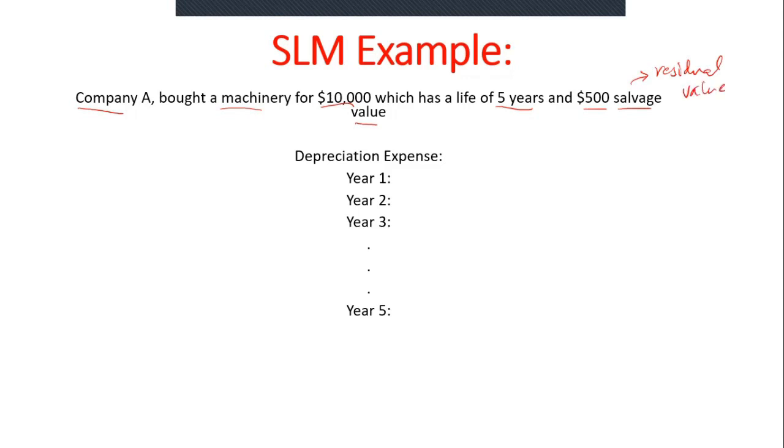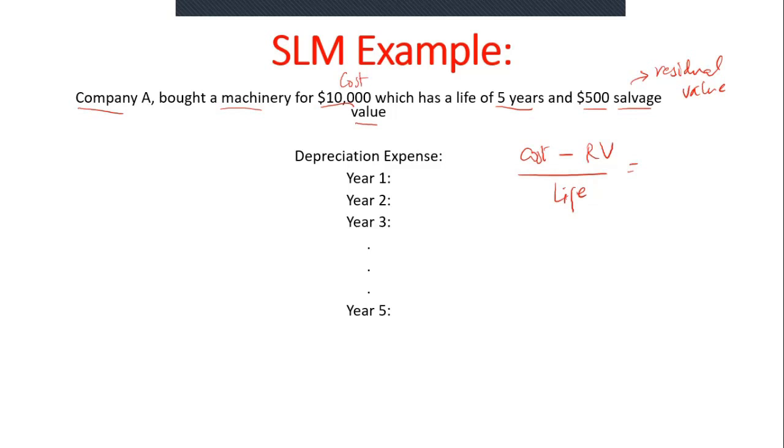So there's a very simple formula on how to calculate depreciation expense under a straight line method. The formula is basically cost minus residual value, I will call it RV as a short form, and then divide by its useful life. So whenever you are looking at a question in depreciation, you should be able to spot three key things when you're using straight line method. The first one is the cost of the asset, in this question $10,000.